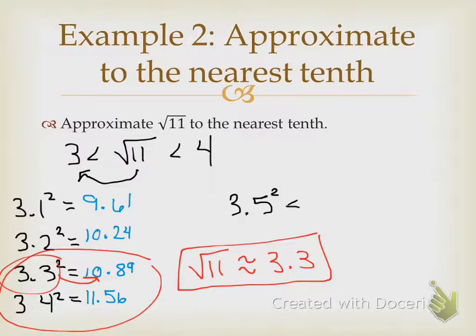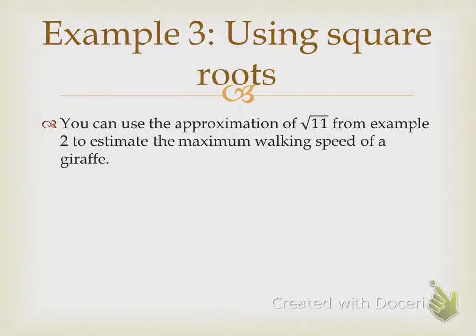Okay. So now we've approximated to the nearest whole number and to the nearest tenth. Now we're going to approximate using a formula. It says that you can find the average walking speed of a giraffe by using the formula S equals 5.66 times the square root of L. In this case, the length of its legs is 11 feet.